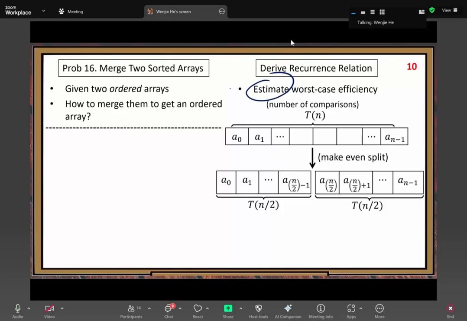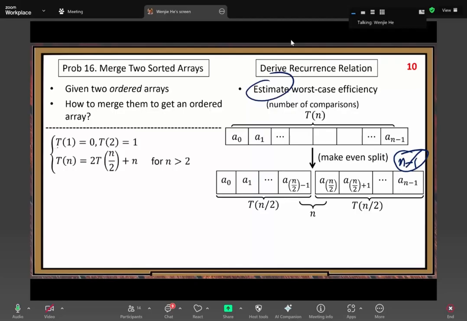Estimate. Then merge two ordered subarrays. The worst case, the exact number should be n minus 1, right? But here we drop that minus 1, because we do an estimate. That small number, minus 1, we want to make it simpler, so we just use n here. All right. Then we can write the recurrence relation.